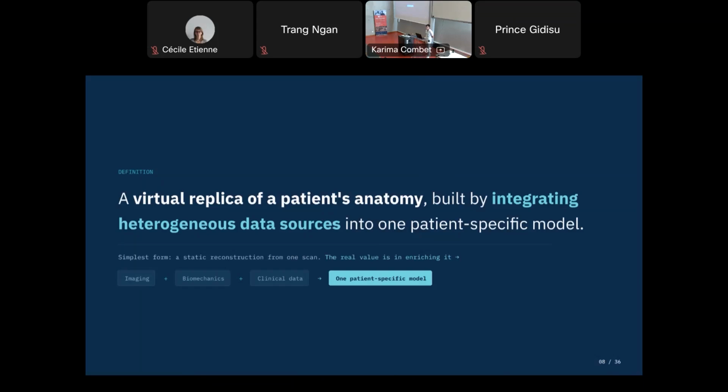In its simple form, it's a twin built from, for example, a CT scan, and it's static at one time. But the real value comes when the twin is enriched during diagnosis or in the OR by fusing several kinds of information of the same patient.